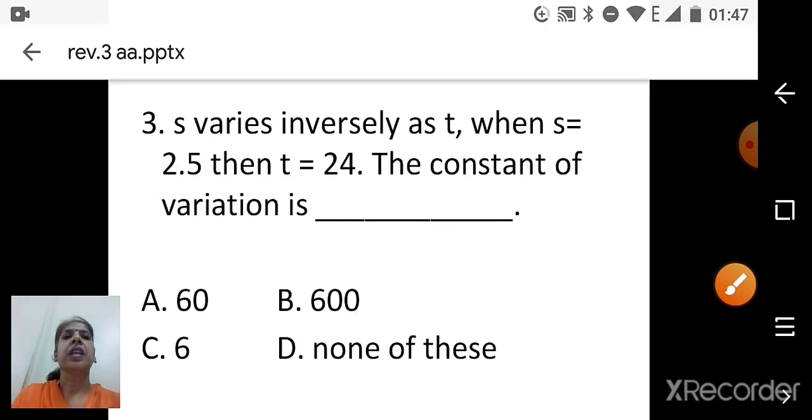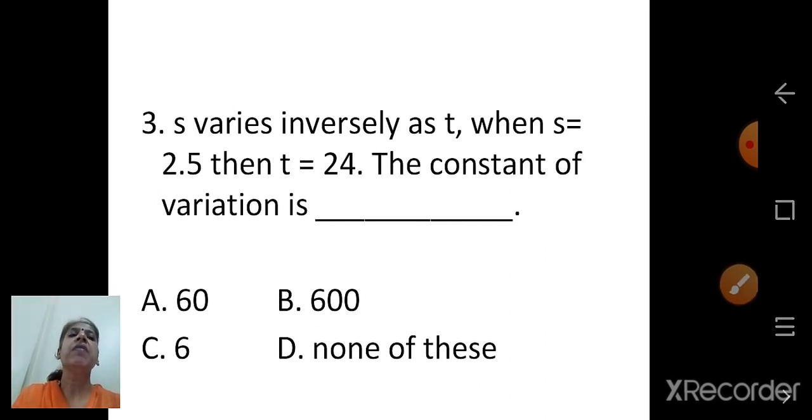Next question. S varies inversely as T. When S is 2.5, then T is equal to 24. The constant of variation is dash. So first of all, which variation is it? Inverse variation. In inverse variation, what is constant? Product is constant. So we have to multiply S and T. So multiply 2.5 with 24.